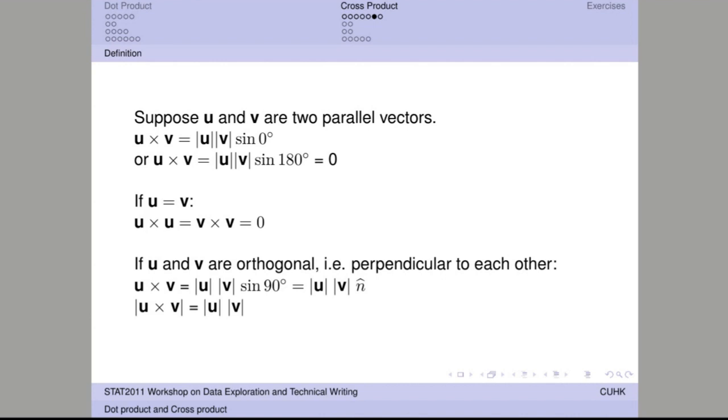In the case of two parallel vectors, the cross product is 0, no matter whether the vectors are pointing in the same or different directions. For identical vectors, the cross product is also 0. If the two vectors are perpendicular to each other, their cross product is the length of u times the length of v times the unit vector n, while the magnitude of u cross v equals the length of u times the length of v.